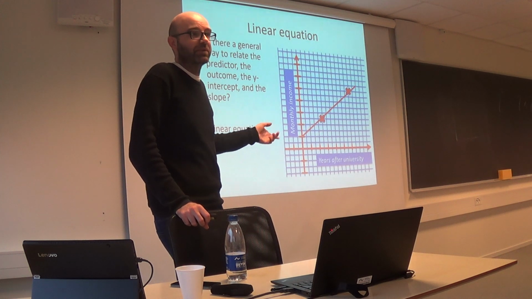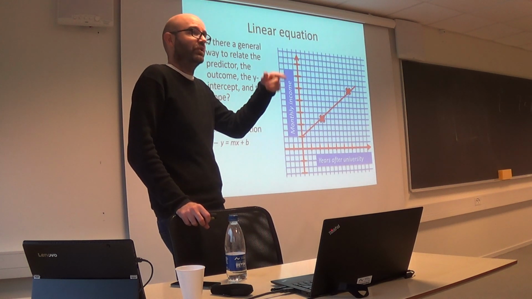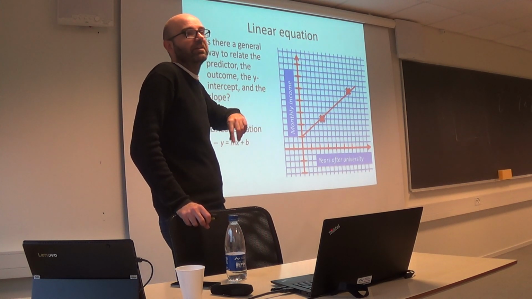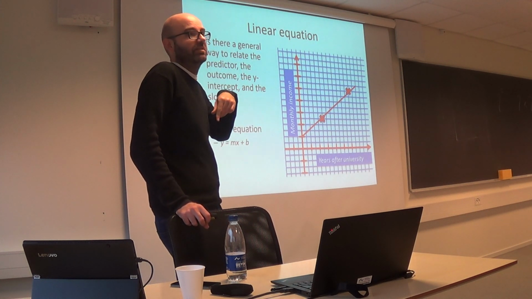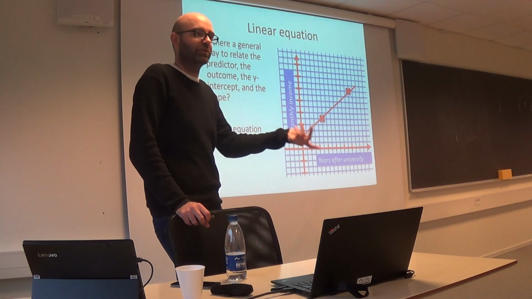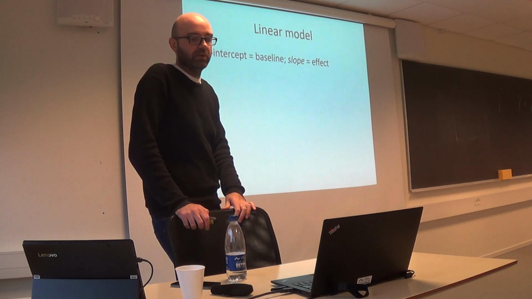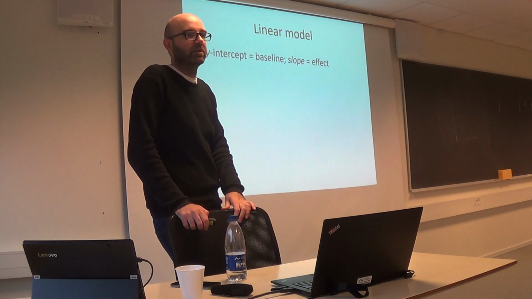But another question is, how do you know it's a straight line and not a curve? Because remember, if you put a square on this x, you get a parabola. So how do you know it's not a parabola? Both questions are important and we'll address them both. Okay? So y-intercept is your baseline and your slope is your effect.